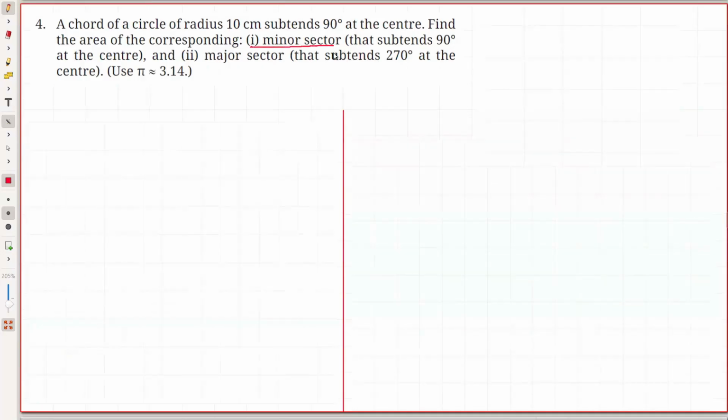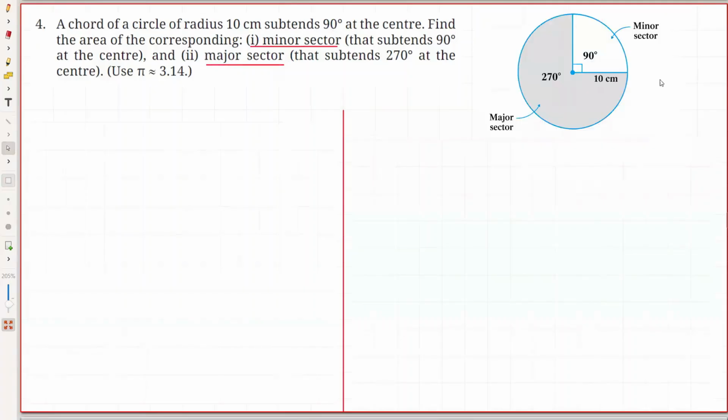First we will find out the minor sector, second we will find out the major sector. So the radius is given as 10 centimeters. Angle theta is given as 90 degrees. Okay, so let me go with the diagram. Now this is the diagram. So radius 10 centimeters, and the angle is given, 90 degrees.